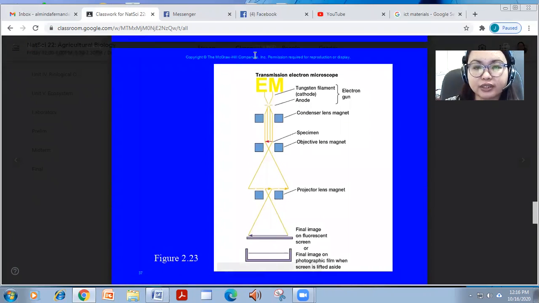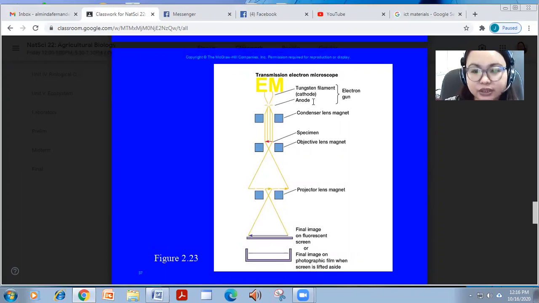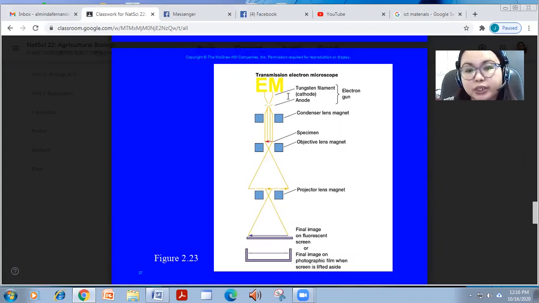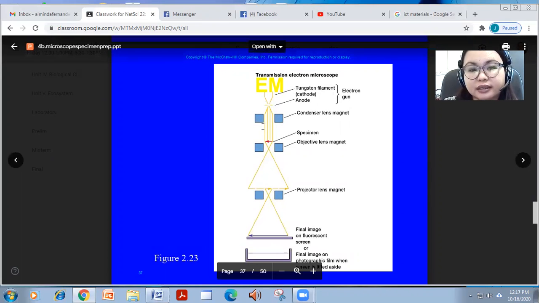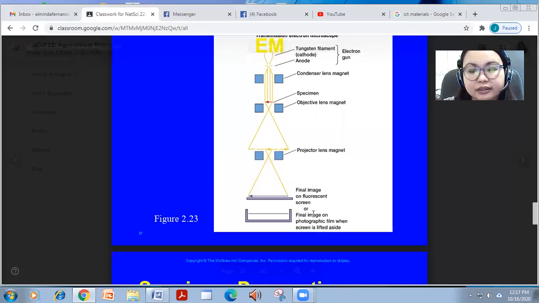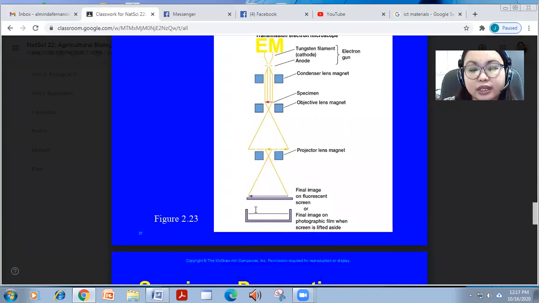This is shown here in this figure, the transmission electron microscope. Here we are using a tungsten filament electron gun, and these are the condenser, the specimen, and the object lens, and the projector lens magnet, and the final image on the fluorescent screen or on photographic film.